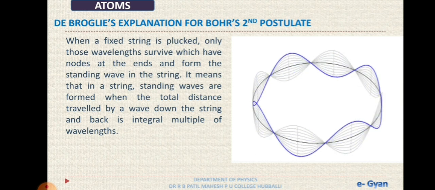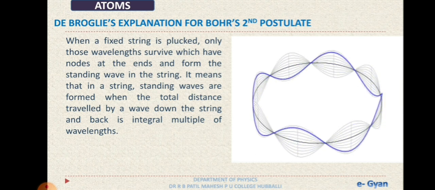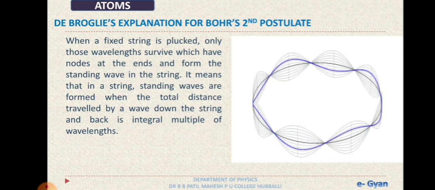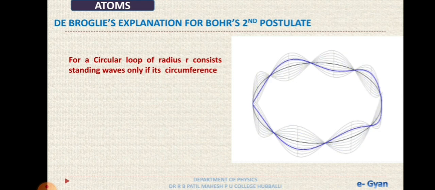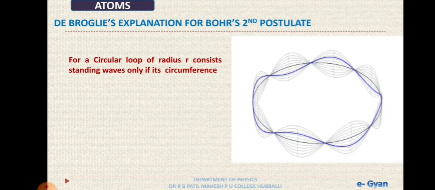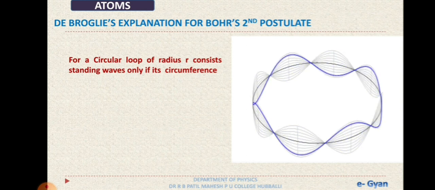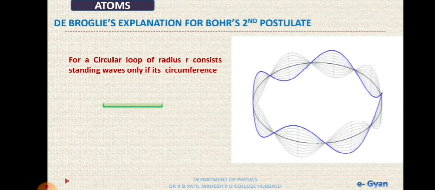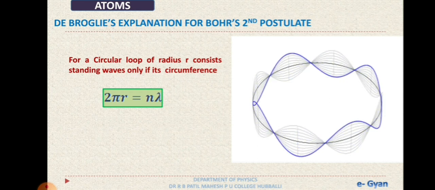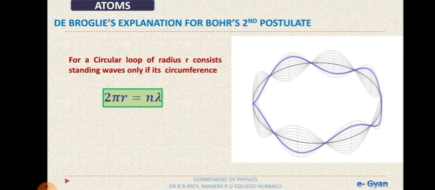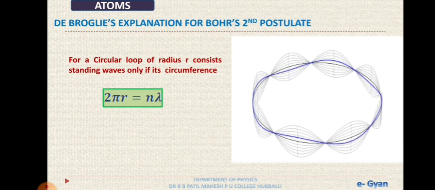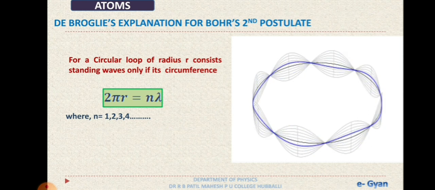So here we have a circular string and the wavelength can survive only if it gets oscillating in this form. Now let us consider a circular loop of radius r consisting of standing waves. It will have standing waves if and only if its circumference, that is 2 pi r, is equal to n into lambda. So for a circular loop of radius r, it consists of standing waves only if its circumference 2 pi r is equal to n times lambda, because we have to get node to node. The value of n goes as 1, 2, 3, 4 and so on.